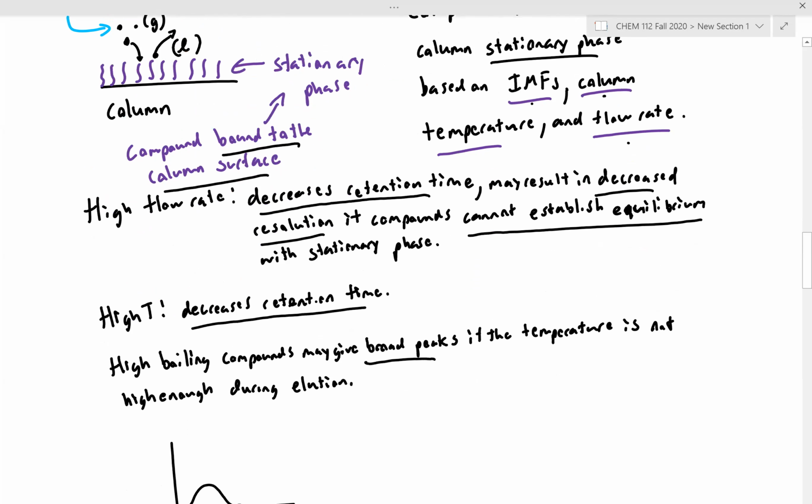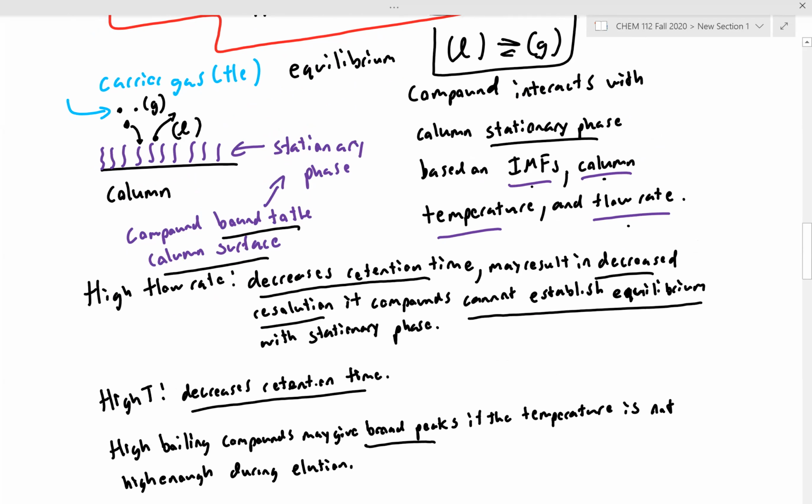Now, if we start upping the temperature, the sample will be less likely to be absorbed to your stationary phase, to be deposited as a vapor on the column. As a result, our sample will pass more quickly through the column.